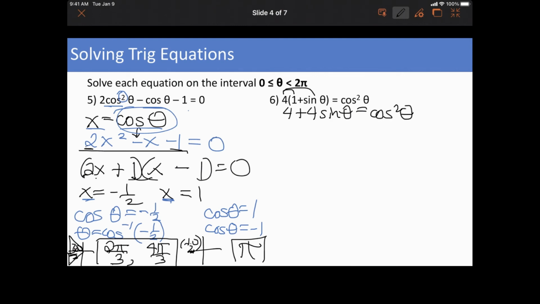But I don't want sine and then cosine, so I want it all to be the same. This is where we're going to use an identity. I remember that sine squared theta plus cosine squared theta equals 1. So if I solve for cosine squared theta, that equals 1 minus sine squared theta. So now I'm going to substitute this for that.